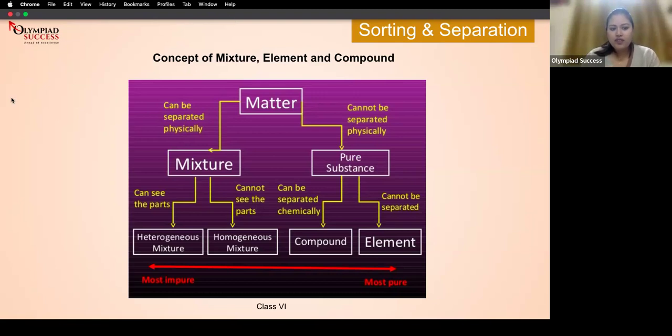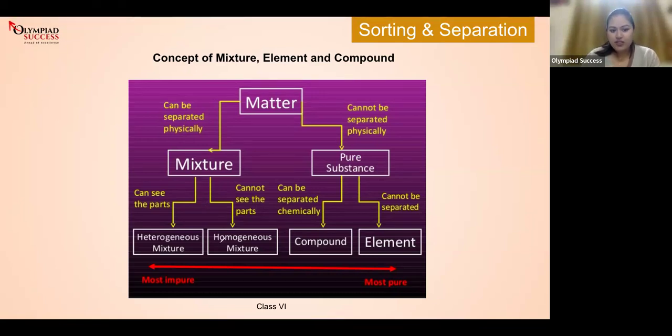Homogeneous mixtures will be in the same phase. That means you will not be able to make out the particles of the mixture. So let's say I have a glass of water and I add salt to it and I stir it. Eventually salt will mix in water, right? So I'll get a homogeneous mixture of salt and water. I will not be able to see salt and water separately in the mixture. So you cannot see the parts.